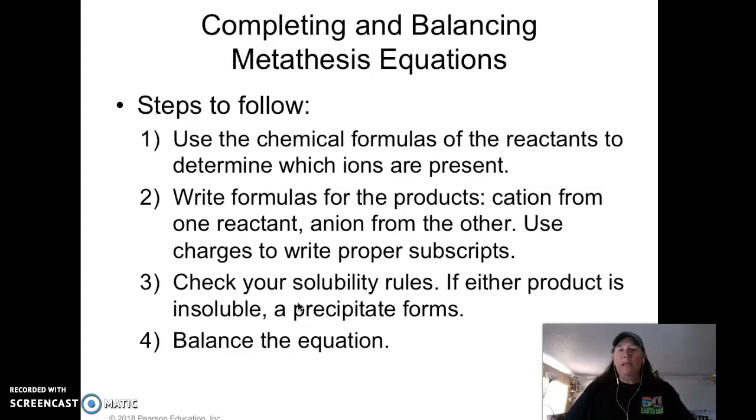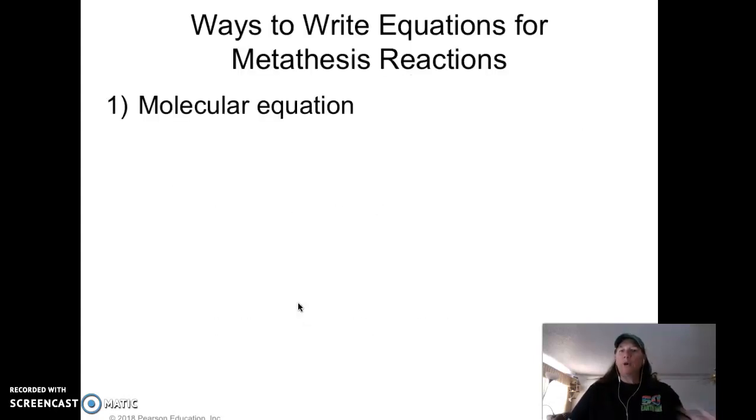Then you're going to use your charges to write the proper subscripts. You can't just say, if it's calcium hydroxide, it's CaOH. It's Ca and then OH in parentheses 2. So you still have to use your charges to write the proper formulas. And then check your solubility, to make sure that if one of the products is insoluble, then you've got a reaction. That's a precipitate, and balance your equation. I was showing you that on the little video, and I'll do another one after this to show you how to do these reactions.